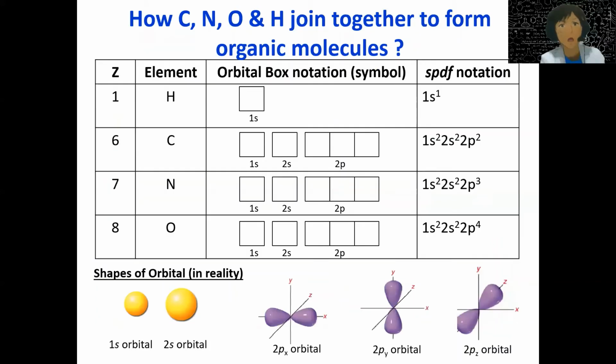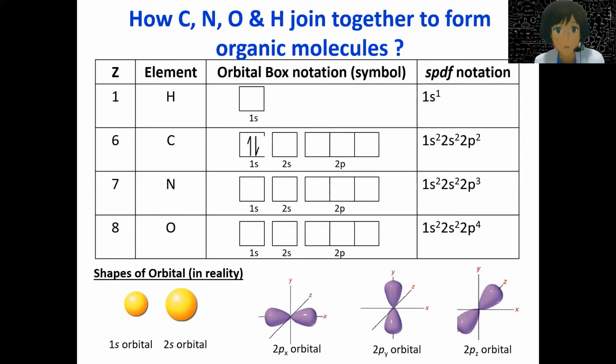So how do carbon, nitrogen, oxygen, and hydrogen join together to form organic compounds? Okay, last semester you learned about the SPDF notation. For chemical bonding in organic compounds, the orbitals involved are only the valence orbitals. Thus, for hydrogen, it will be 1s. For carbon, nitrogen, and oxygen, it will be the 2s and 2p orbitals. Let us see the electrons.